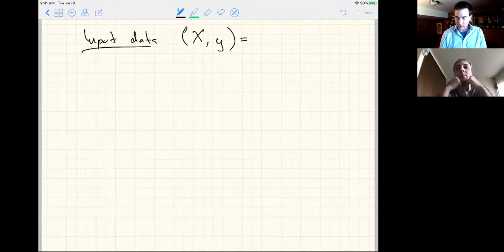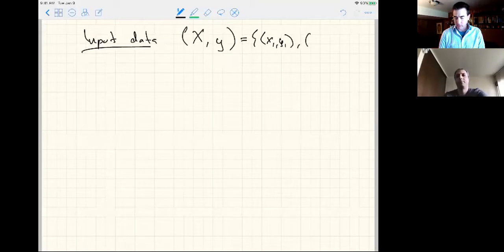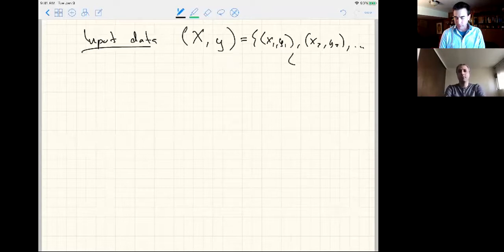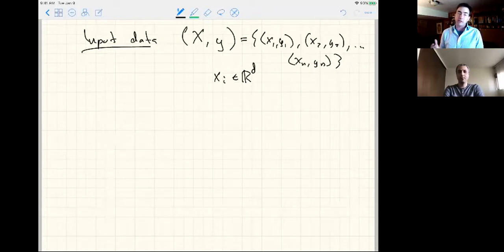This is going to be a set: x1, y1, x2, y2, up to xn, yn, where each of the xi's is now going to be in R^d. So each of the explanatory variables is now d-dimensional instead of just a scalar value. And each of the yi's is still just a scalar value.